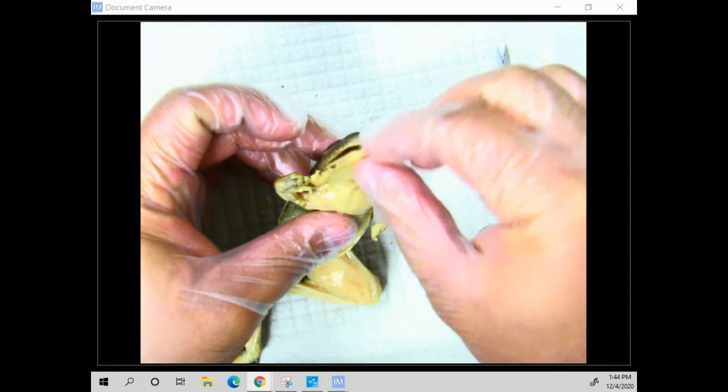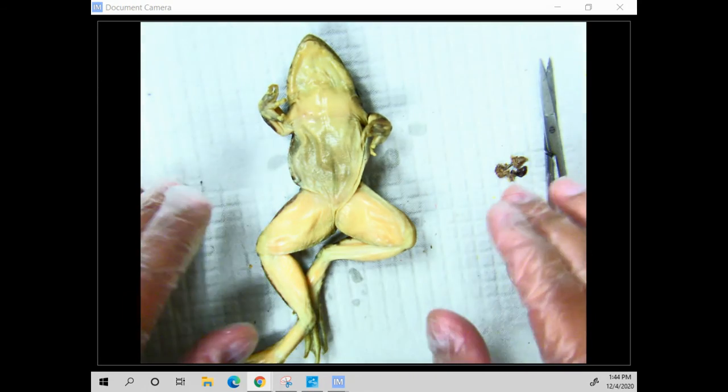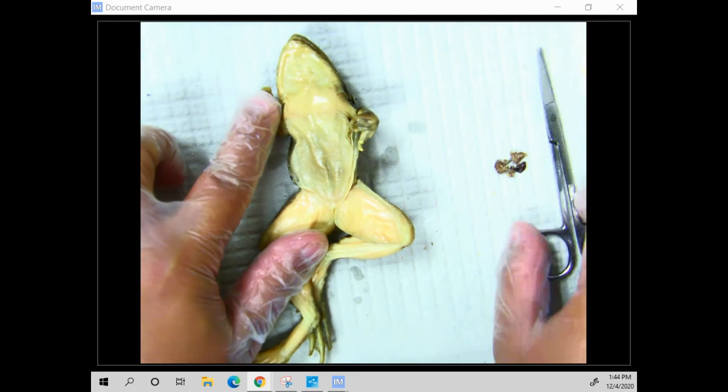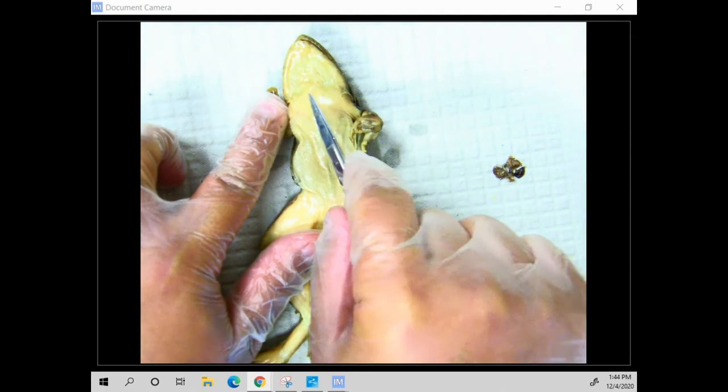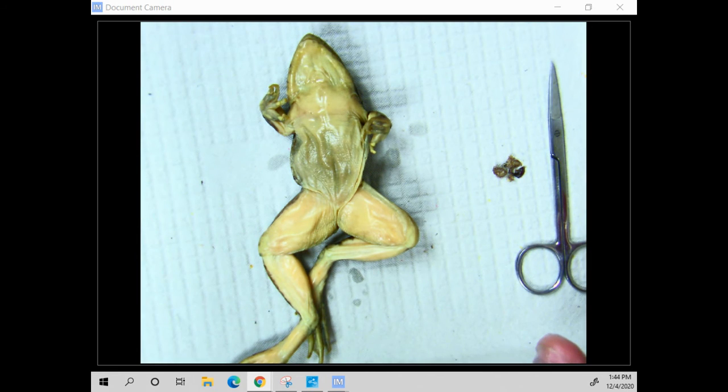But that's our first part of our frog. And so that's all of our external features that we would look at. What we're going to do next is go with our incisions and make a cut right across his belly. So that's going to be part 2 of our video.